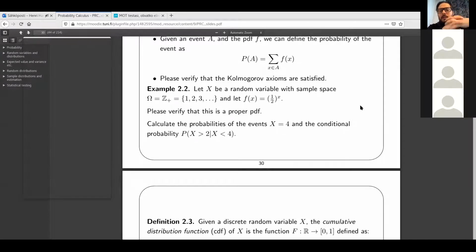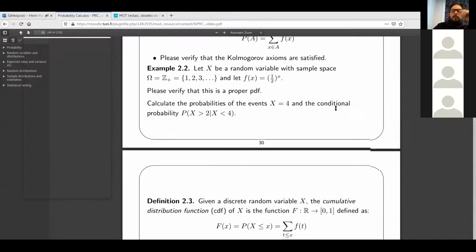Calculate the probabilities of the event x equal 4, and the conditional probability that x is greater than 2 under the condition that x is smaller than 4. So this is an exercise that I'm asking you to do shortly, but we'll look a little bit forward.